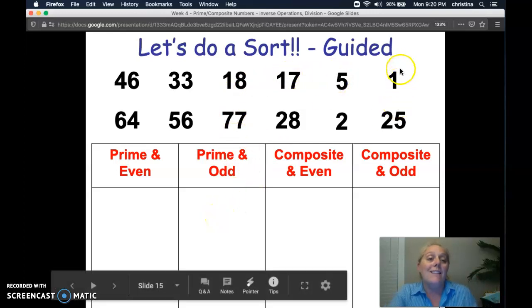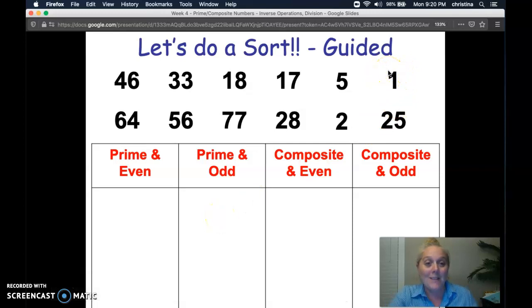Okay, now finally we have the number 1. The number 1 is actually neither prime nor composite because to be prime you have to have exactly 2 factors. To be composite you have to have 3 or more factors. Well, guess what? The number 1 only has 1 factor, which means the number 1 cannot be prime or composite. So this is actually neither. So we're not going to sort it here. We're just going to keep it right there by itself because it doesn't belong in any of these columns.